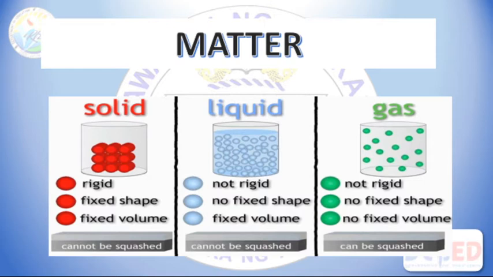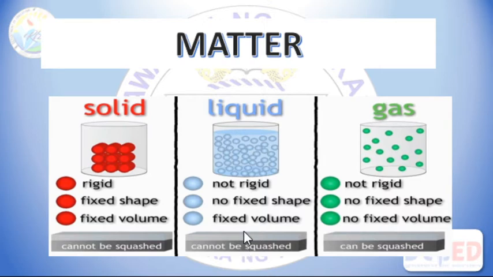But what is matter? Yes, matter is made up of particles. It exists in three states, namely solid, liquid, and gas. In a solid state, the particles of matter are very close to each other, so the particles hold each other very tightly, meaning there is a strong force of attraction between them. As a result, solids have a definite shape and volume.